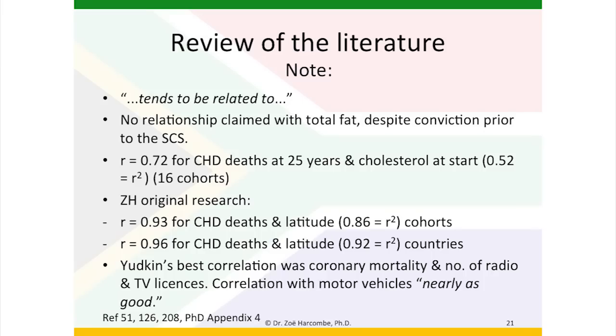I was not the only person to look for alternative relationships between coronary heart disease and cholesterol and dietary fat and the variables that Keyes was looking at. Keyes' great nemesis, Professor John Yudkin, who believed that it was sugar that was the problem and not dietary fat, found his best correlation was between coronary heart disease mortality and the number of radio and television licenses, and the correlation with motor vehicles was nearly as good.